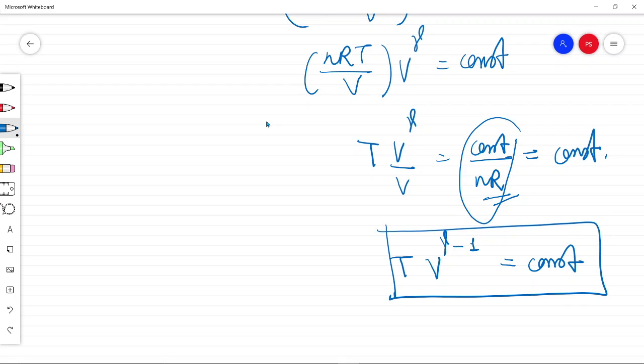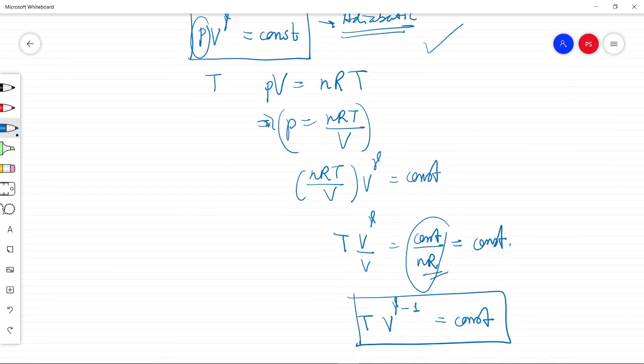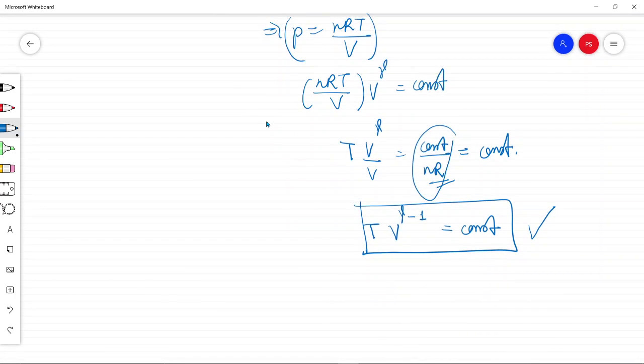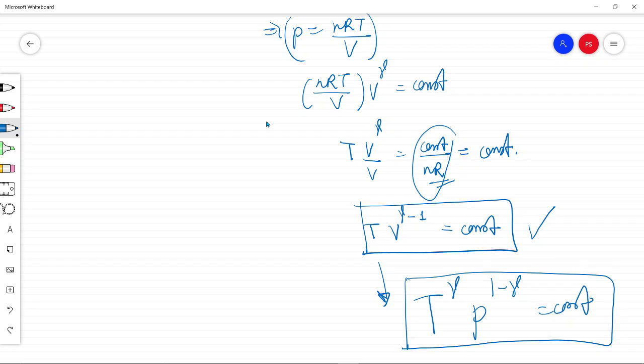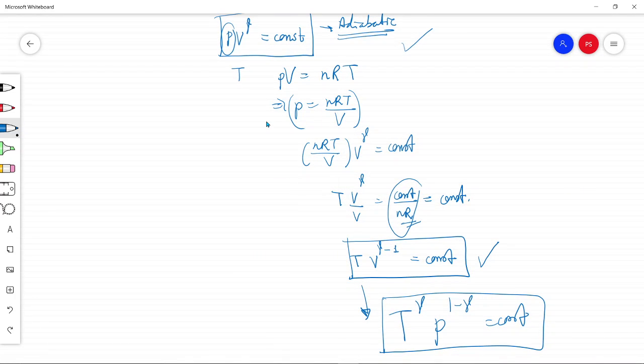So this is the alternate form of the same relation which we derived, which involves the two variables temperature and volume. Similarly, we can rearrange the terms, and with the help of these two equations, we can get a relation between temperature and pressure as well. We can easily prove that T raised to gamma, P raised to 1 minus gamma is equal to constant. So these three relations are very important when we are going to deal with adiabatic processes. Thank you.